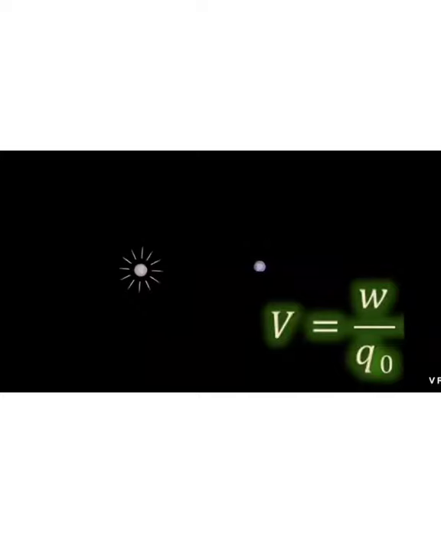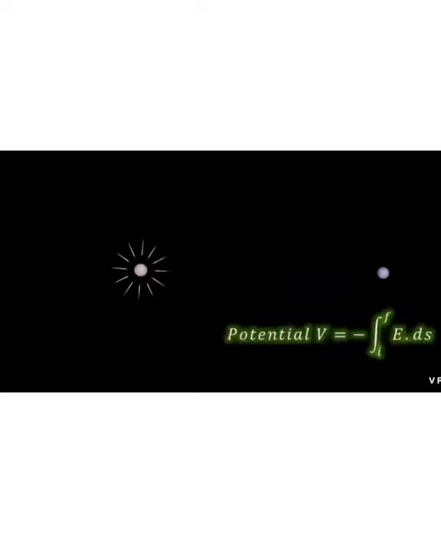The value of work done is equal to W divided by Q naught. The potential V is equal to minus of integration of E into ds.